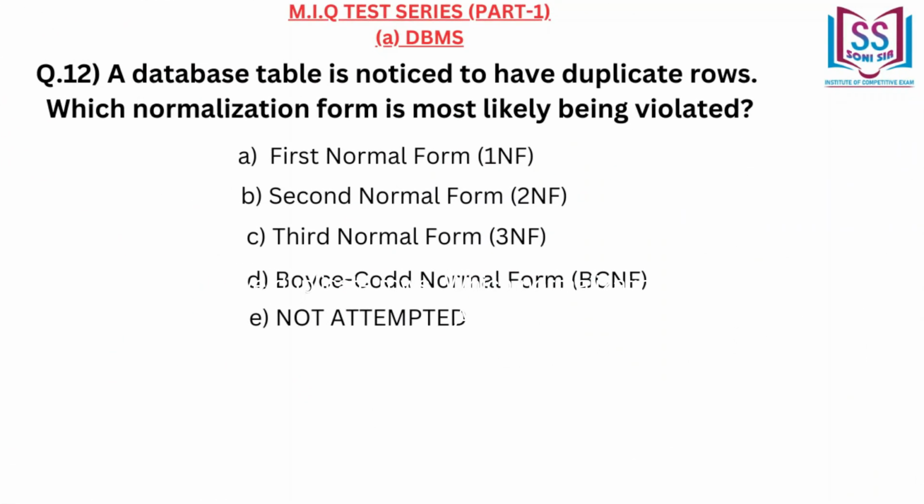A database table is noticed to have duplicate rows. Which normalization form is most likely being violated? A. First normal form. B. Second normal form. C. Third normal form. D. Boyce-Codd normal form.